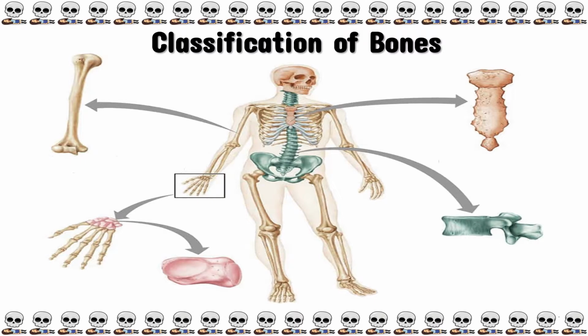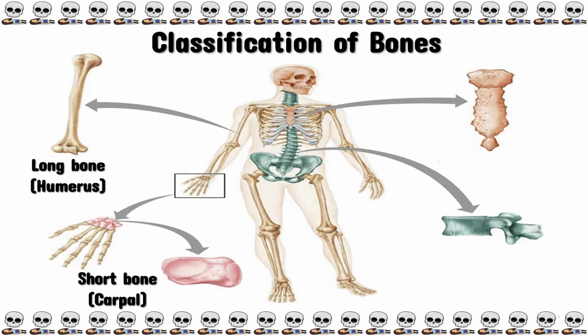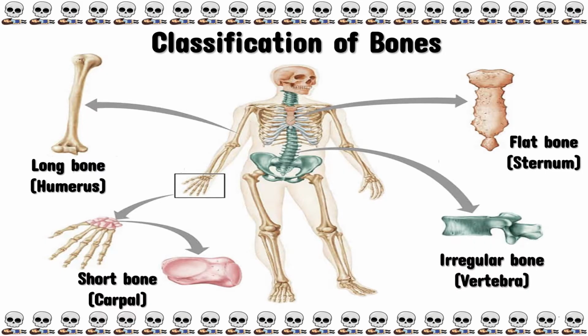Once again, these are the classifications of bones. Long bone, an example of this is the humerus bone. Short bone, an example is the carpal bone. Flat bone, an example of this is the sternum. And the irregular bone, an example of this is the vertebra.